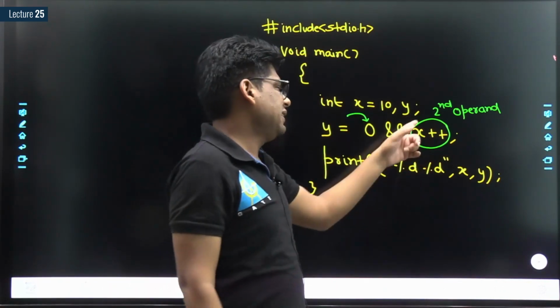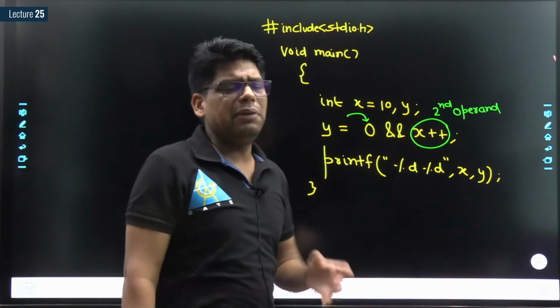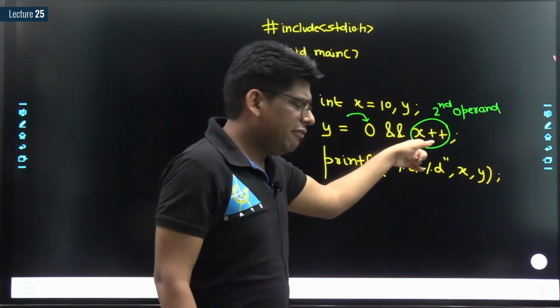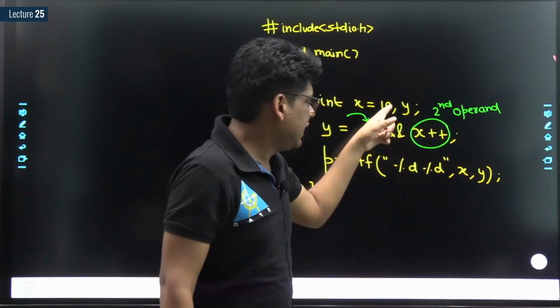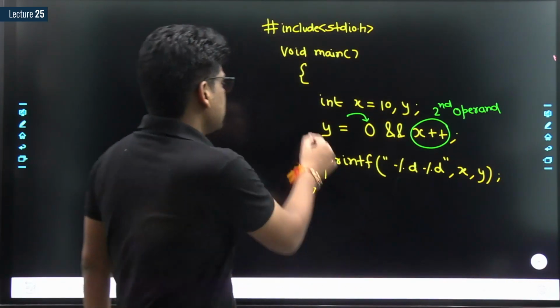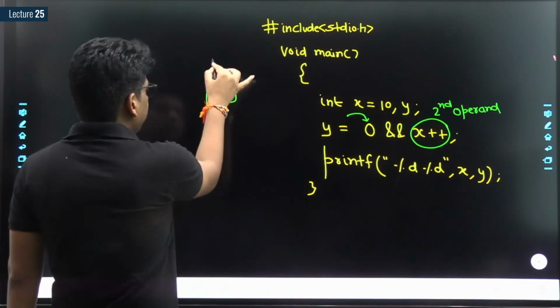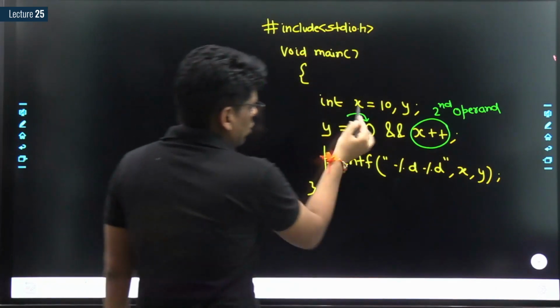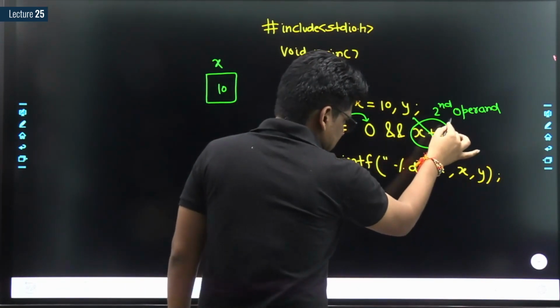So, no matter whether it is a post increment or pre-increment or anything else, this is never going to increment. This is never going to be performed. That means, sir, what is the value of x? The value of x is 10. Okay. Sir, is this evaluated? No.